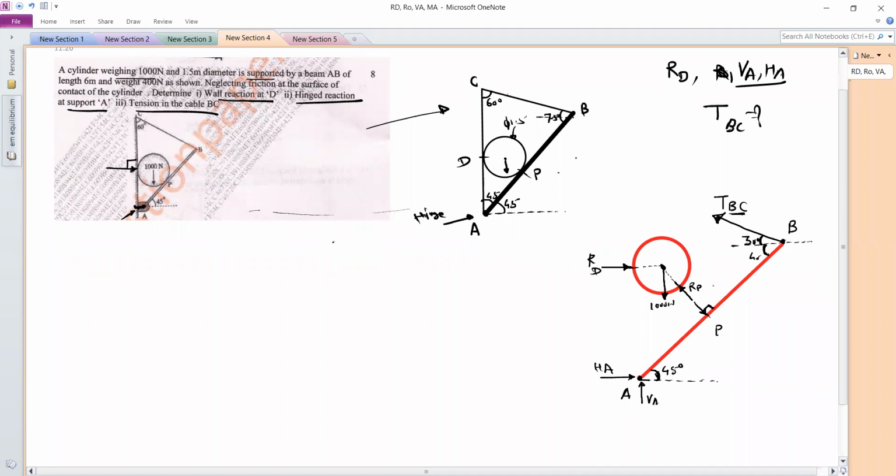Now here we need to find the angle of reaction RP with the x-axis. It is not given in the problem. So I will draw one horizontal line, and we need to find this angle. You can find this angle from the given diagram.